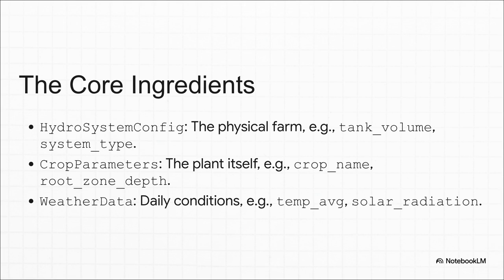Well, it's actually pretty straightforward when you break it down. First, you've got the physical setup, the system. How big is the water tank? What kind of hydroponic system are we using? Next, of course, you need the star of the show, the crop. What are we growing? What are its key characteristics? And finally, what's the environment like? That's the weather. Is it hot, cloudy, sunny? With those 3 things defined, our virtual world is officially ready to go.